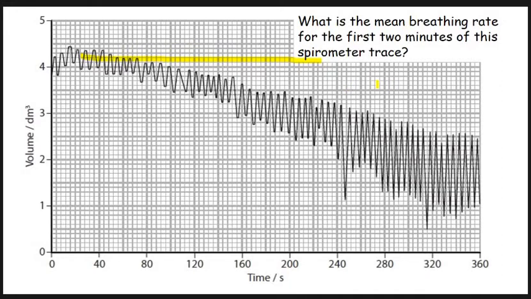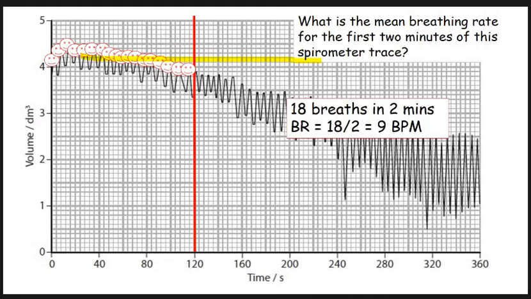First question, what is the mean breathing rate for the first 2 minutes of this spirometer trace? Well, first things first, you've got to work out your 2 minutes. So 60 plus 60 is 120. And then you literally just count the number of peaks, the number of times they've breathed in. So it's going to be 1, 2, 3, 4, 5, 6, 7, 8, 9, 10, 11, 12, 13, 14, 15, 16, 17, 18. 18 breaths in 2 minutes. So breathing rate is 18 divided by 2, which is 9 breaths per minute. That's how you work out breathing rate using that trace.